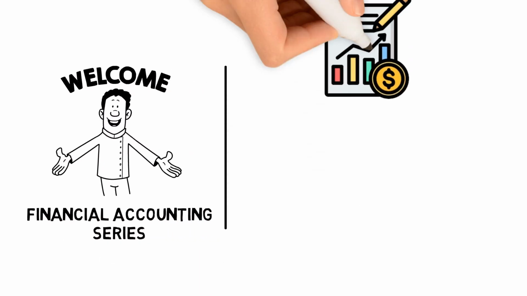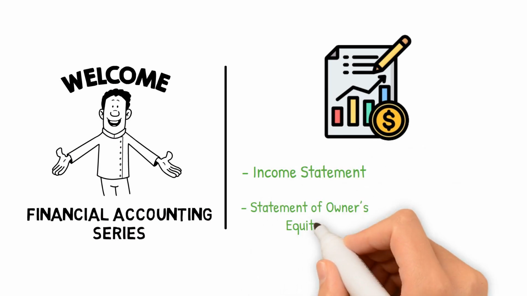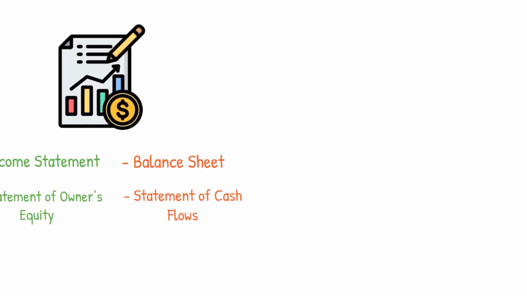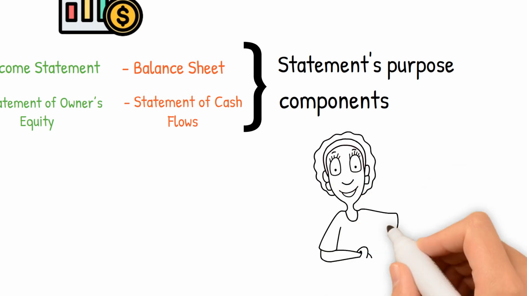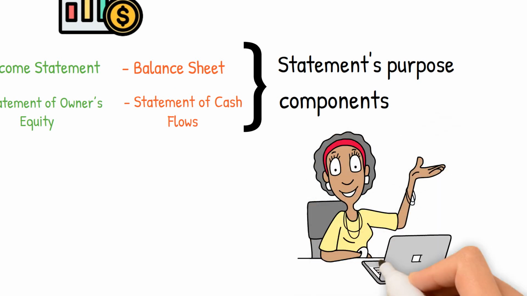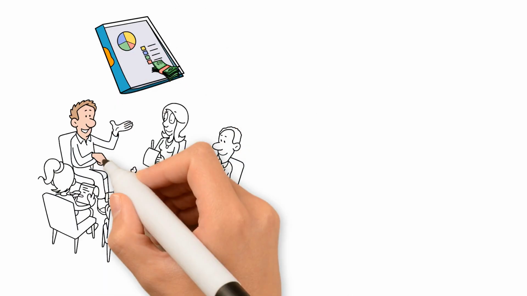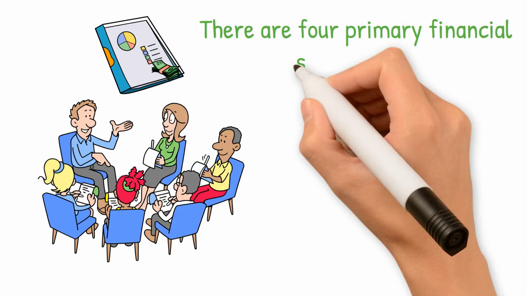Today we're diving into the core financial statements: the income statement, statement of owner's equity, balance sheet, and statement of cash flows. We will explore each statement's purpose, components, and see how they interrelate to provide a comprehensive picture of a business's financial health. Financial statements are crucial tools that provide stakeholders with the information necessary to make informed decisions about a business. There are four primary financial statements.